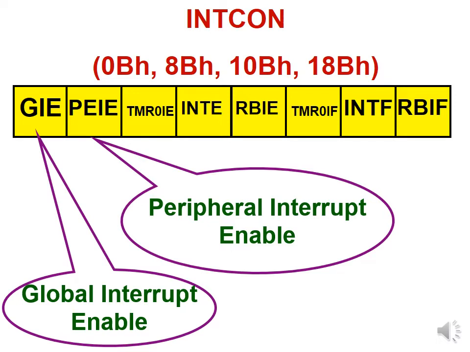The GIE is the global interrupt enable bit. It is used to disable or enable response to all the interrupts on the microcontroller. So if we reset it to 0, then the PIC is not going to respond to any of the interrupts.